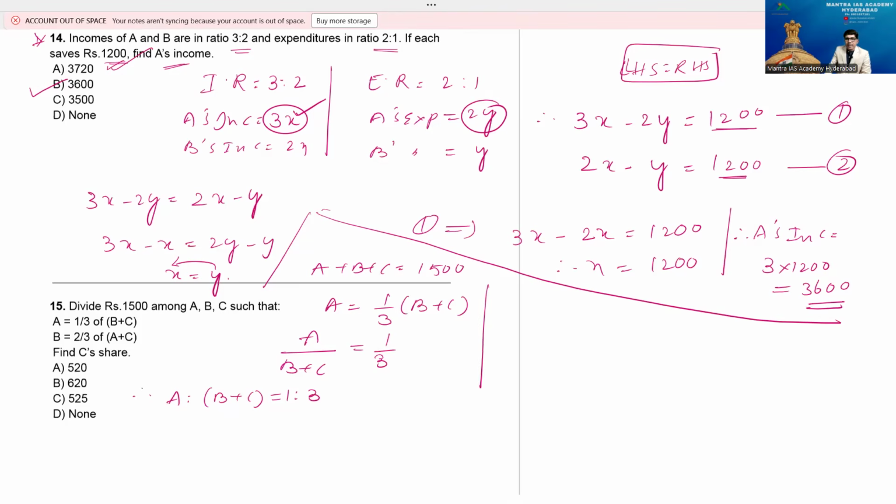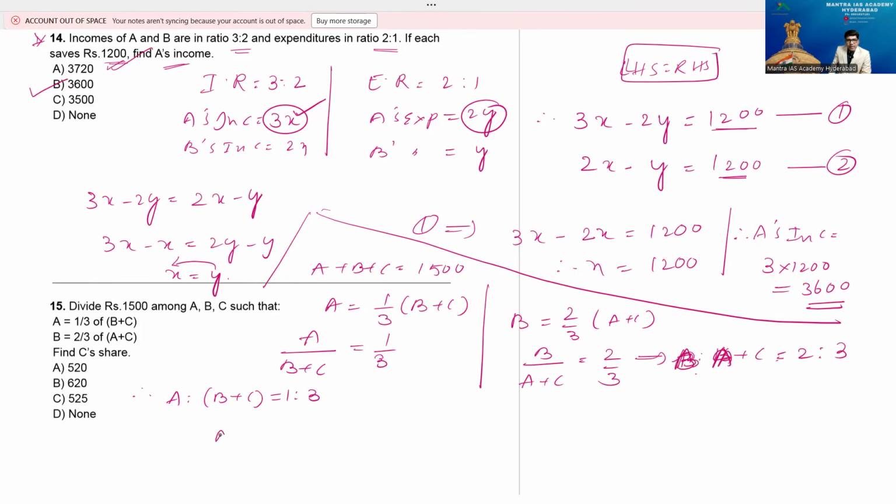In the same fashion, B is equal to 2/3 of A plus C, which is nothing but B by A plus C is equal to 2 by 3. It is not, sorry, B is to A plus C is 2 is to 3. So in this case, B is 2 parts and A plus C 3 parts, beta.